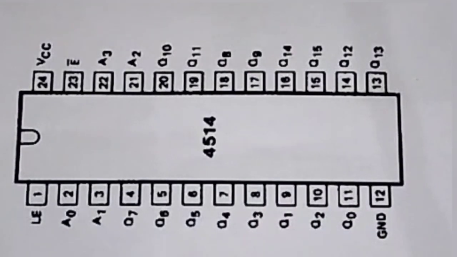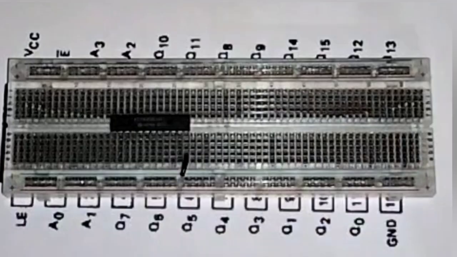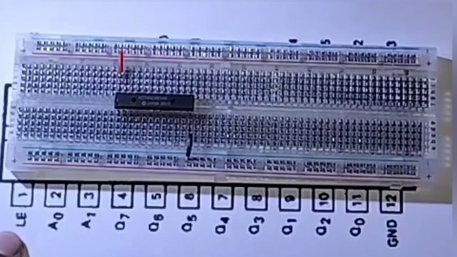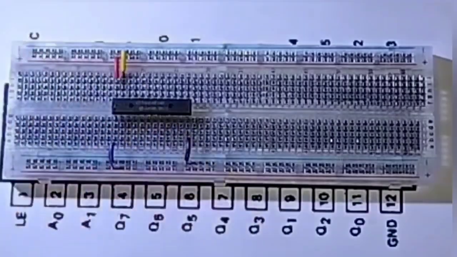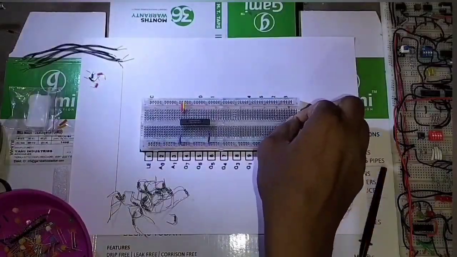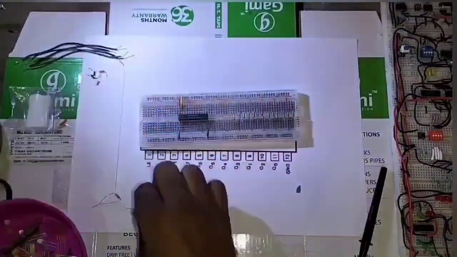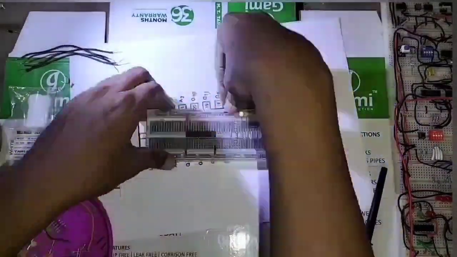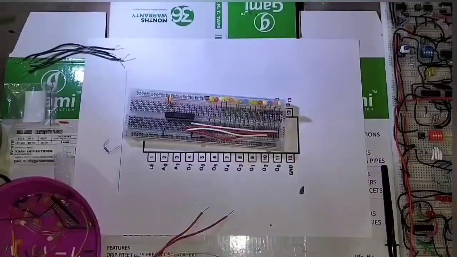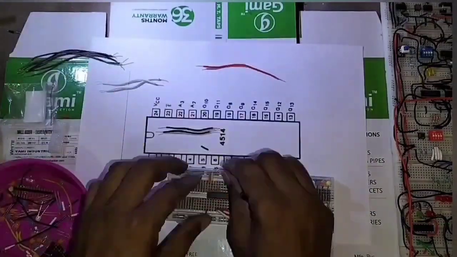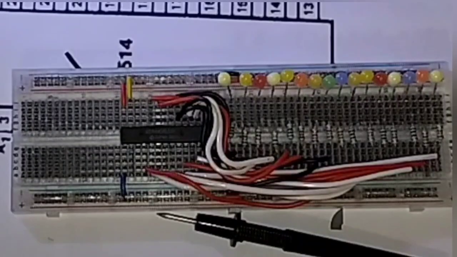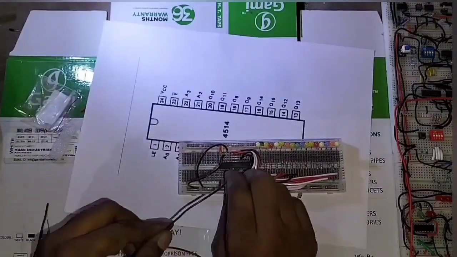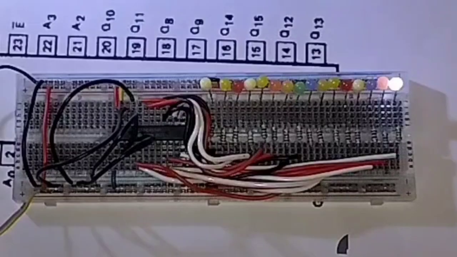Let's place this chip on the breadboard and create a circuit to see how it's working. Let's connect the ground and chip enable pin to the ground, and VCC and latch enable to the VCC. Let's connect all the LEDs to these Q outputs 0 to 15. Initially we will keep all address lines low so that Q0 will give high. A0 is the least significant bit.